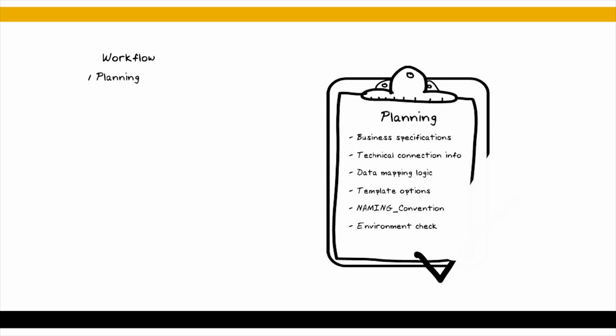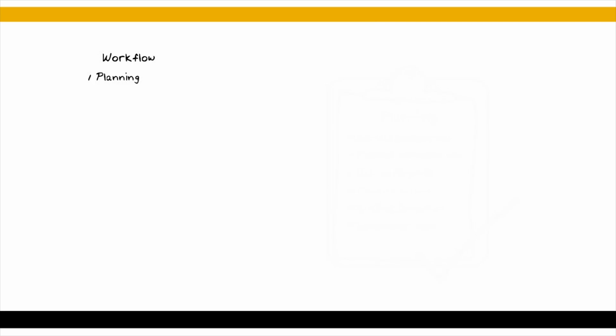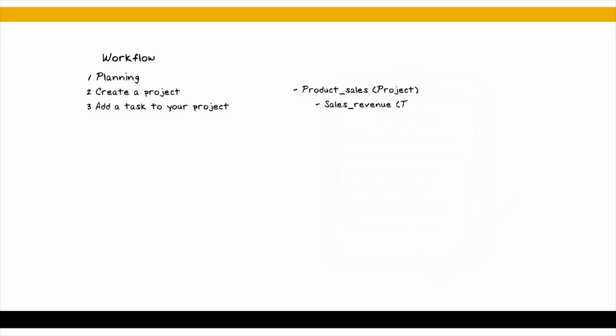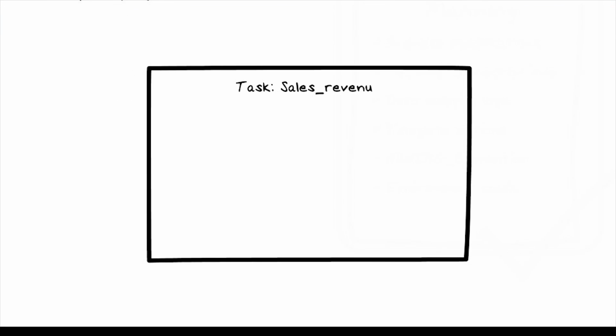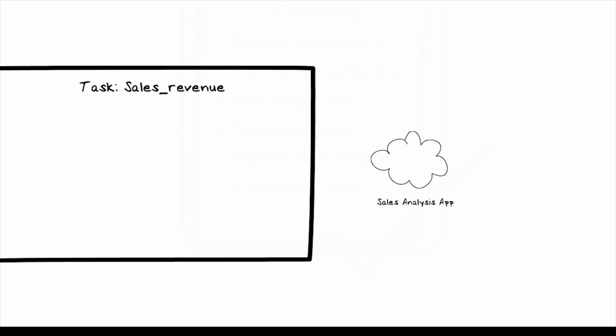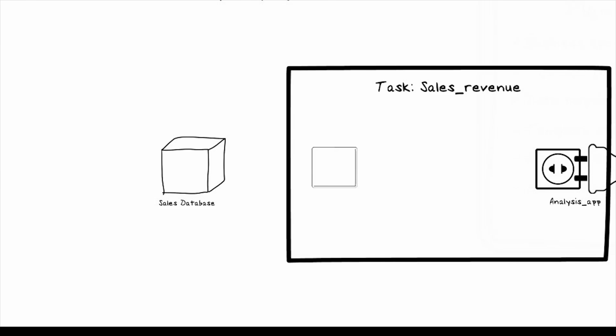Once you have agreement from your stakeholders, you can get started in HANA Cloud Integration by creating a project. Let's call this Product Sales. Now, let's add a task to the project and call it Sales Revenue. In our planning, we identified the source and target data stores we will use. The target data store is Analysis App, and the source data store is called SalesDB.